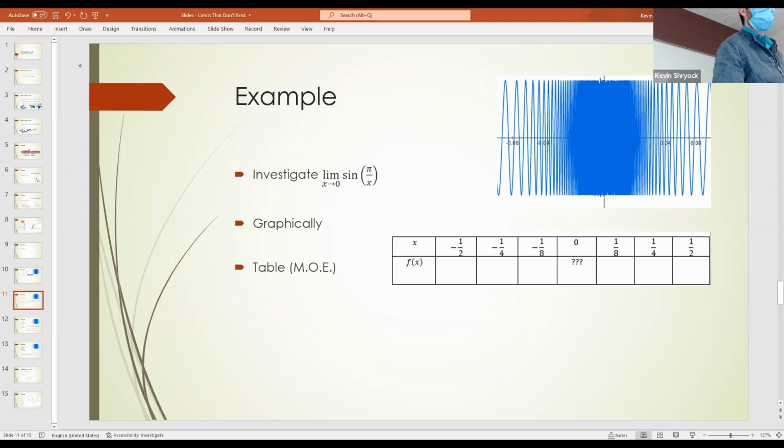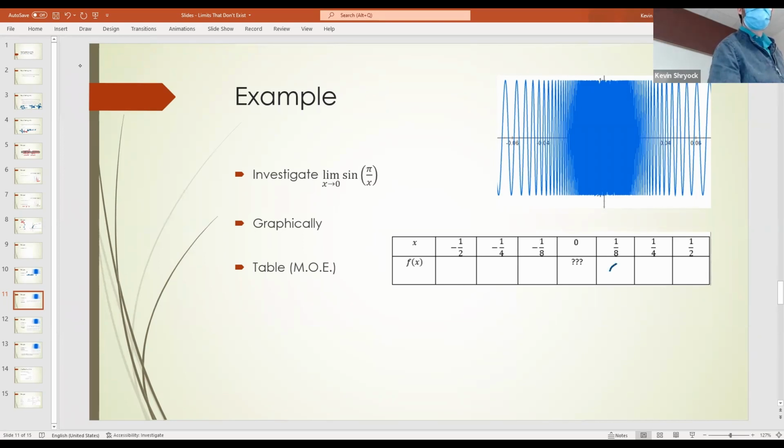I think it should be simpler than that. Because negative 1/8 would be pi divided by negative 1/8, which would be negative 8 pi. And negative 8 pi should be a nice clean number on the unit circle. Make sure that we're in radians, right? Good.